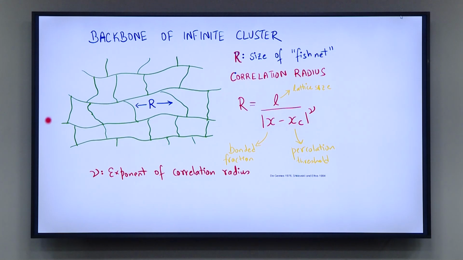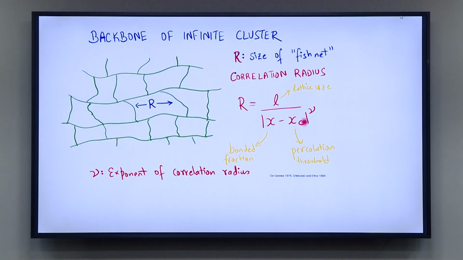Then you can look at this backbone, which has a characteristic size called the size of this fishnet. It's a 2D square lattice. You've thrown a fishnet, and it has some characteristic size. That is called in literature the correlation radius, and it has a power law dependence. L, small l, is the lattice size. In the denominator you have the bonded fraction minus the percolation threshold raised to power nu. Nu is called the exponent of the correlation radius. I will explain this a bit in the next slide.